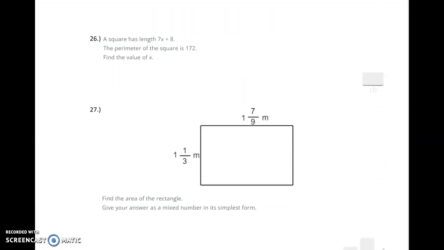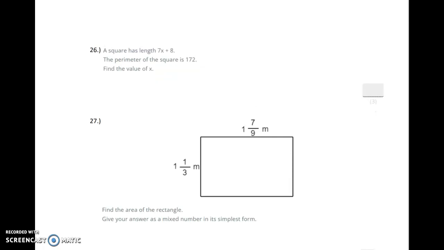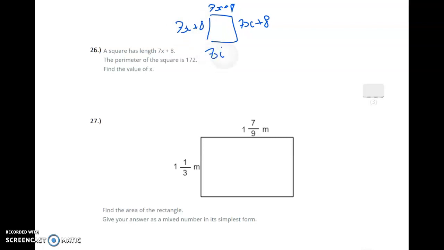A square has got the length 7x plus 8. The thing about a square is all your sides are the same. So if that's 7x plus 8, that's also 7x plus 8, and then those two will be the same. So what we'll do is add up all of these. We've got 4 lots of 7x, so we've got 28x, and then 4 lots of 8, so 28x plus 32.